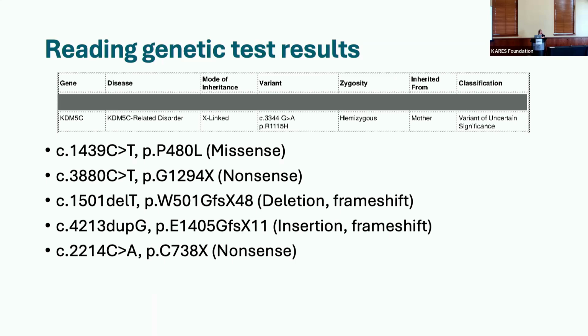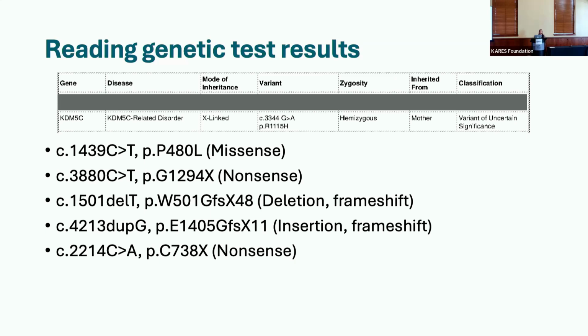So one up here. On the first one, it says C greater than T, it just says it's C changing to a T. That's the amino acid? No, that's the DNA. And then the P and the L, that's the protein. The P and the L, so that is the amino acid change.